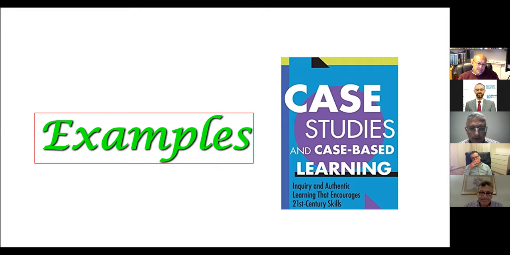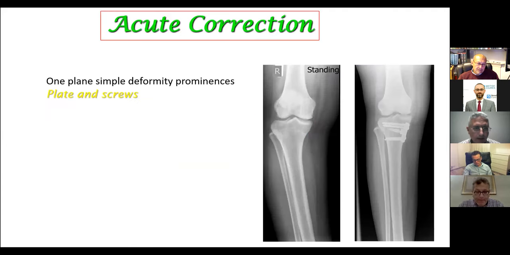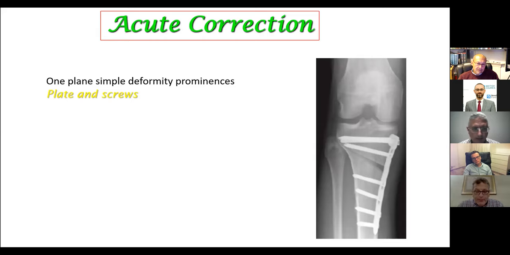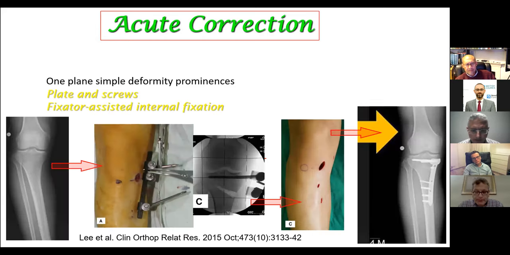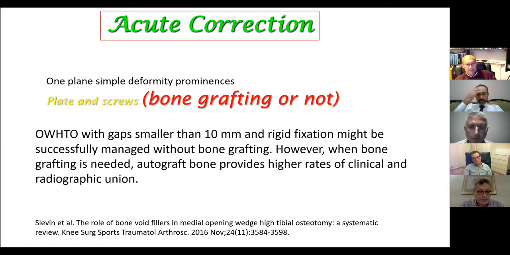Just to apply examples of these, like case-based learning, in this example we have a simple one-plane deformity that can be treated simply by plates and screws, and there are different forms of plates and screws. There's also fixator-assisted internal fixation, like in this example. The question: do we need bone grafting or not? Well, this is a somewhat conflicting issue.